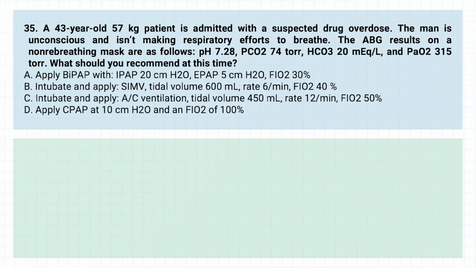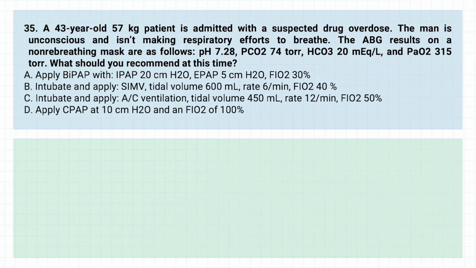Number 35. A 43-year-old 57-kilogram patient is admitted with a suspected drug overdose. The man is unconscious and isn't making respiratory efforts to breathe. The ABG results on a non-rebreathing mask are as follows: a pH of 7.28, a PaCO2 of 74, a bicarb of 20, and a PaO2 of 315. What should you recommend at this time?